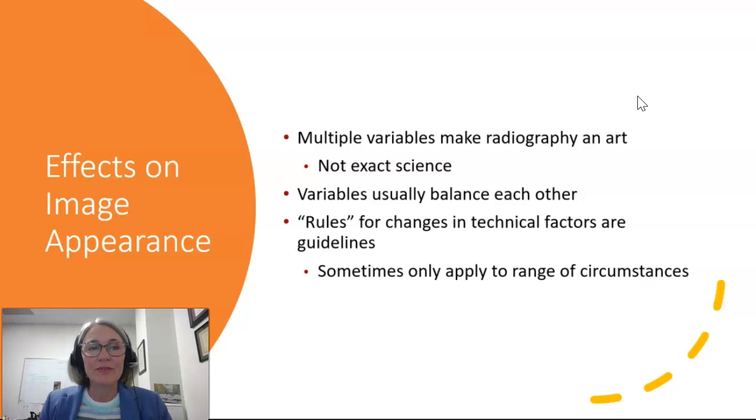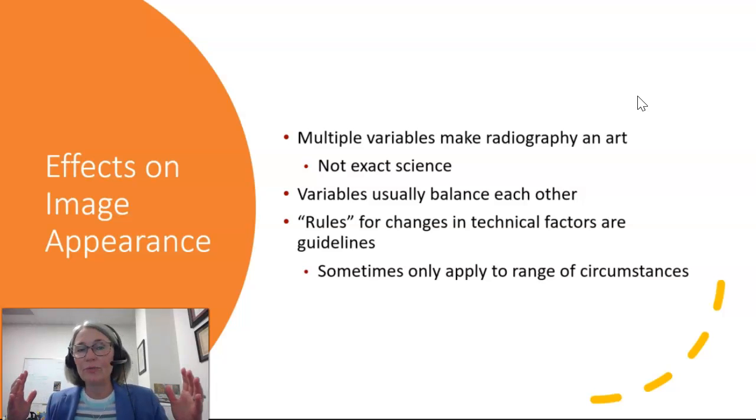All right, so effects on image appearance. Multiple variables make radiography an art. It's not an exact science, as we all know. Variables usually balance each other out, so you have to make sure that you're using the proper kVp with the proper mAs, and then the computers will help you fix anywhere where you're off by just a little bit. Rules for changing technical factors are guidelines. So we say use the 15% rule, or you need to do 30% to see a difference in mAs. They're guidelines, okay? It's not an exact science.